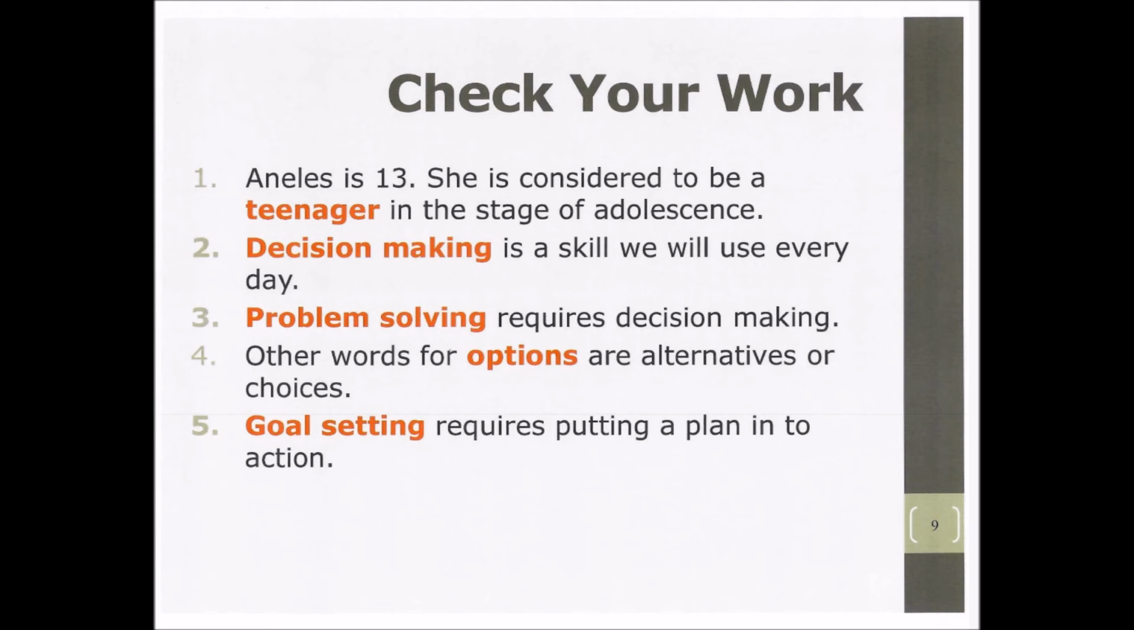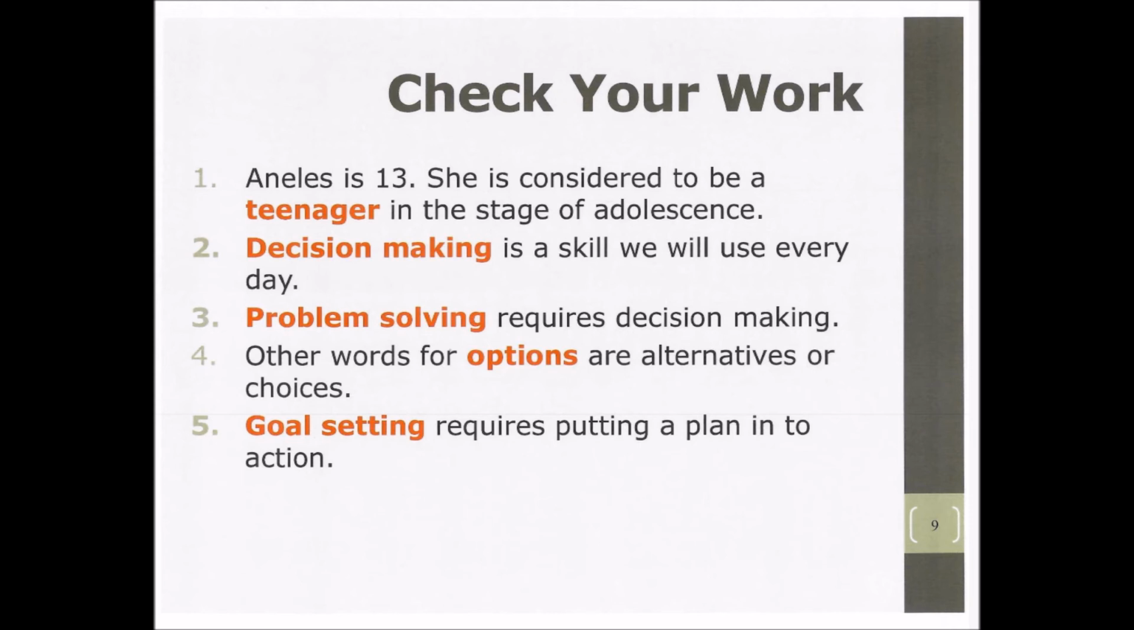Number 3, problem solving is a little more advanced. It's a little more complex than decision making. It may require you to make one or more decisions. So the correct answer for number 3, problem solving requires decision making. Your context clue there, it couldn't have been decision making because that's already in the sentence. Number 4, other words for options are alternatives or choices. Those 3 words technically mean the same thing as far as decision making.